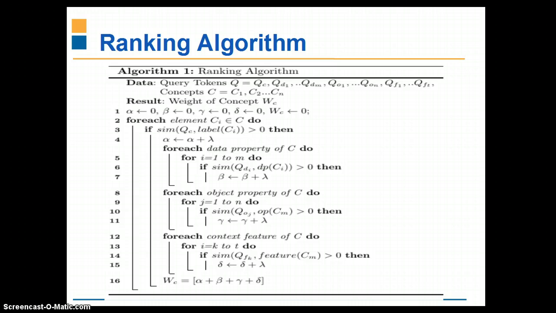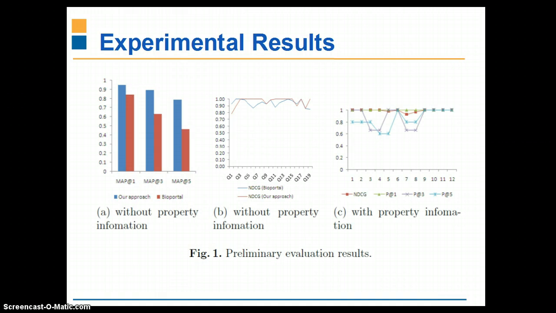The ranking algorithm has the query tokens, which are the concepts and the context properties, and the index as the input. The properties are assigned weights alpha, beta, gamma and delta. Lambda denotes the extent of matching. Currently all these parameters are heuristically assigned values, but in future we plan to learn them using machine learning algorithms.